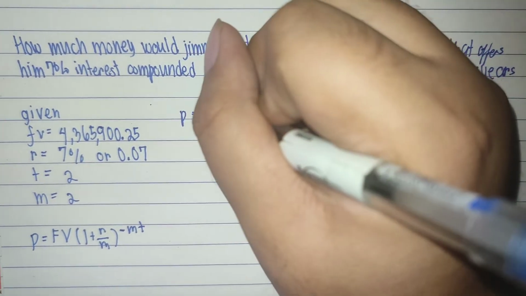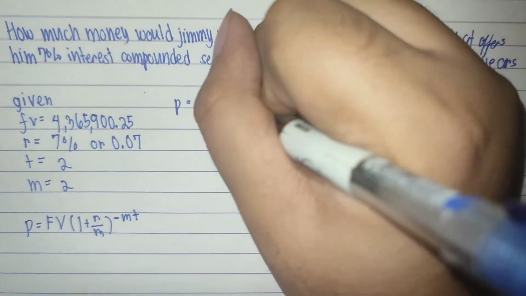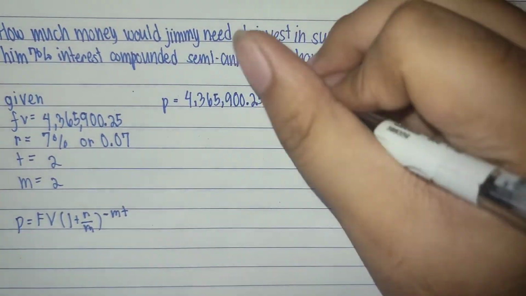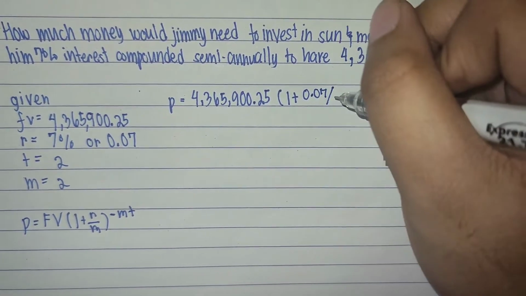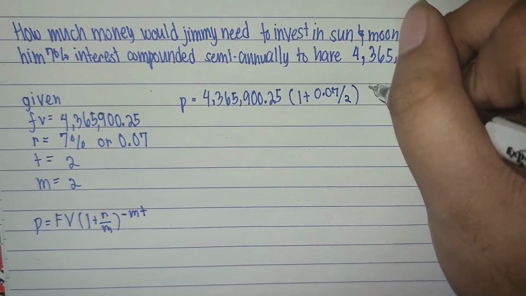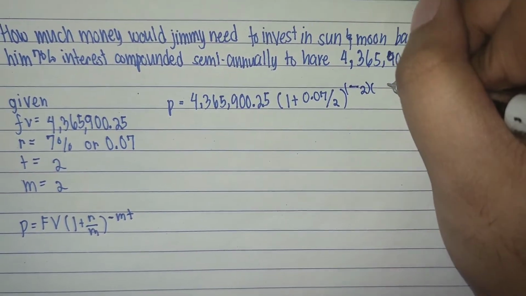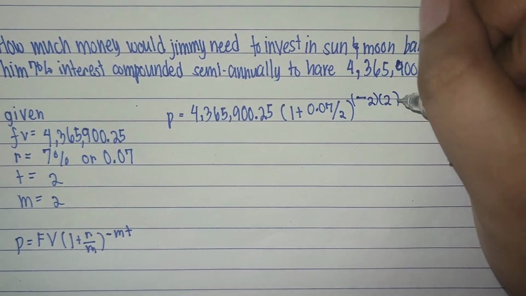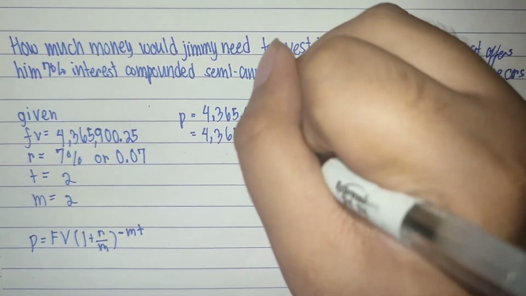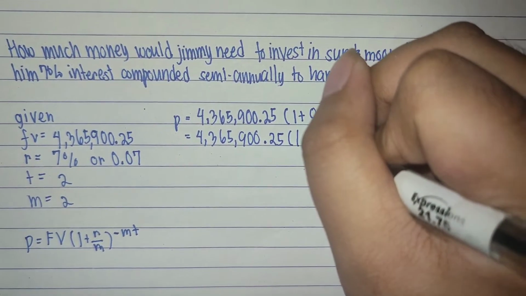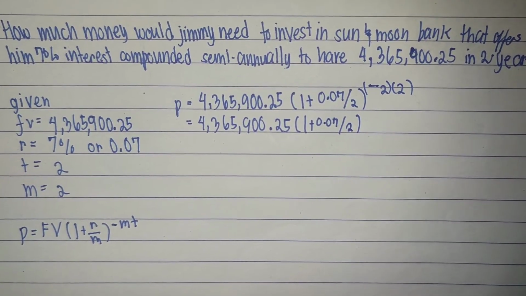P is equals to 4,365,900.25 open parenthesis 1 plus 0.07 divided by 2 close parenthesis, then yung negative 2 times t, which is 2 din. Unahin muna natin itong nasa taas. I-rewrite natin siya. So, negative 2 times 2. Magiging negative 4 siya.